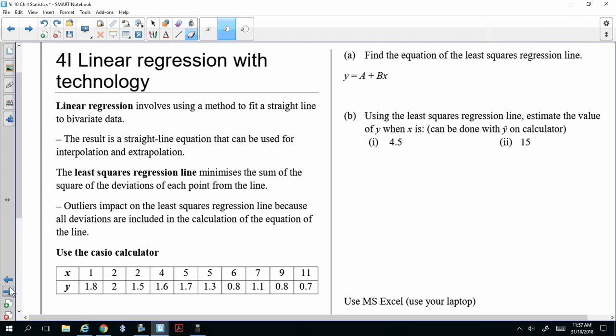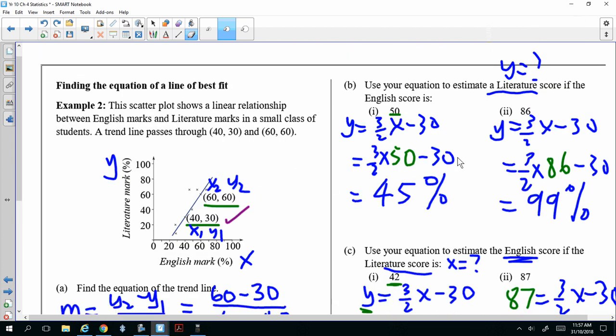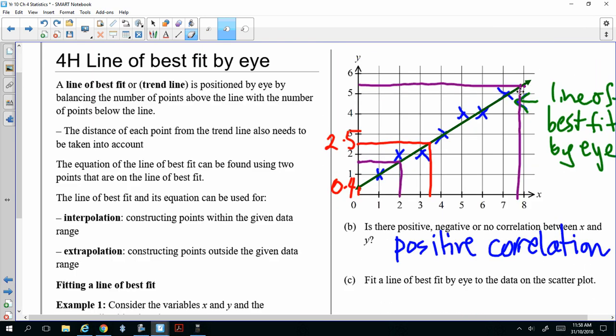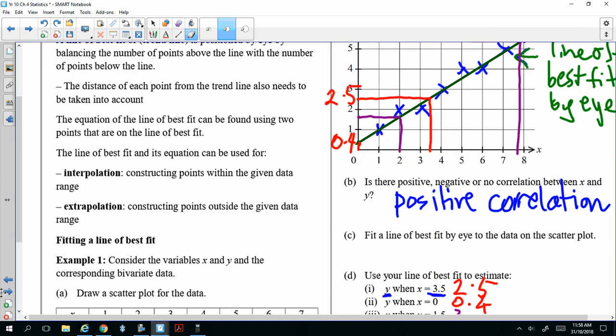Last lesson we did scatter plot. Okay, scatter plot looks like this. There's a scatter plot, and then we draw a line of best fit by eye, which is not very accurate.